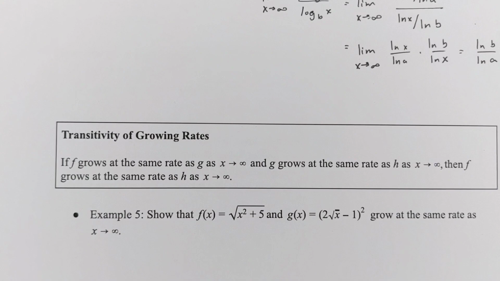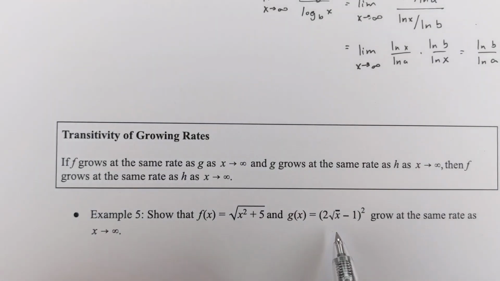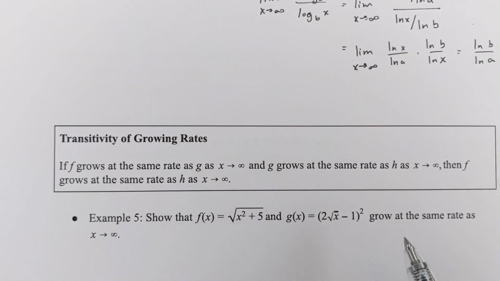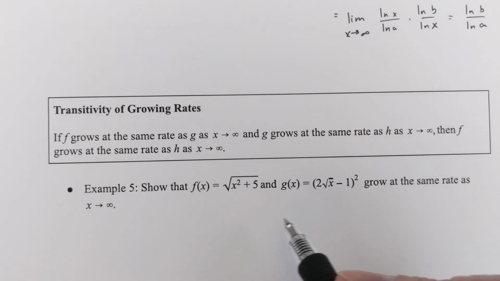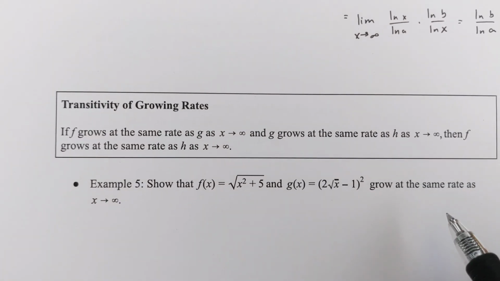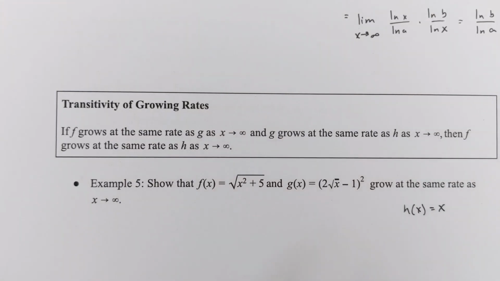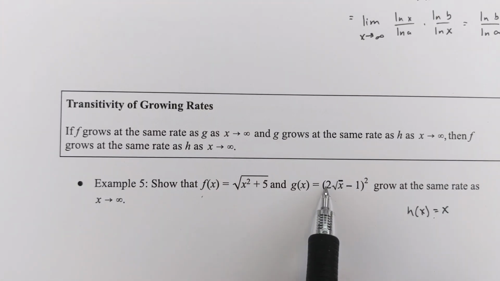So instead of having to worry about doing crazy derivatives, we're going to compare them both to some easier function like x. And if they both grow at the same rate as that third function, so we're going to define h of x to just be x. So remember f of x and h of x, g of x and h of x.